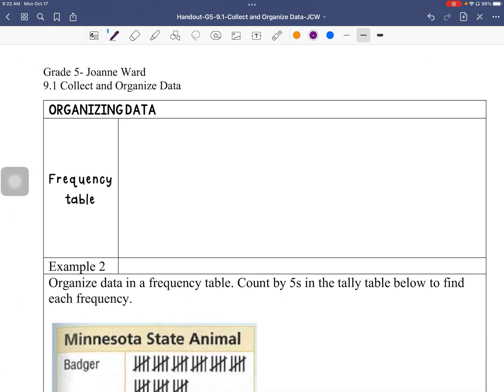So how do we organize data? Here we want to take a look at the frequency table. So what is a frequency table? A frequency table shows the total for each category or group.